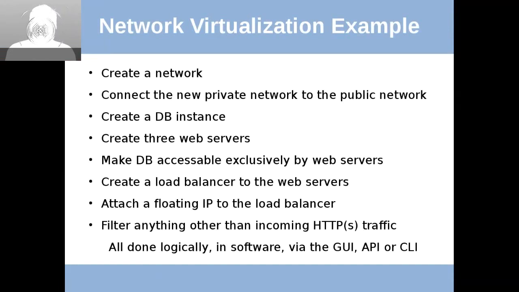So he would create his own network, and this is, of course, via self-service, so no administration intervention. So just the user or the tenant itself creating his own network, hooking up this new private network to the internet, creating a new database instance and 3 additional web servers with WordPress already installed. Then he can make sure that the database is accessible exclusively by the web servers, right? We wouldn't want any other access to the database instance.